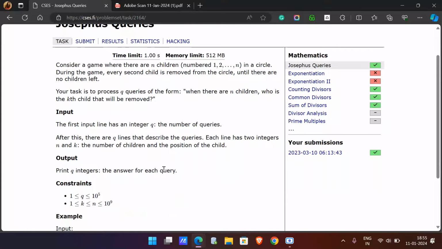So for the Josephus queries, the question is: you are given n, representing the number of children who are in a circle. During the game, every second child is removed until there are no children left. You have to process q queries, and each query contains two integers n and k, where n is the total number of children and k is the position of the removed child. We need to return the kth child that would be removed.